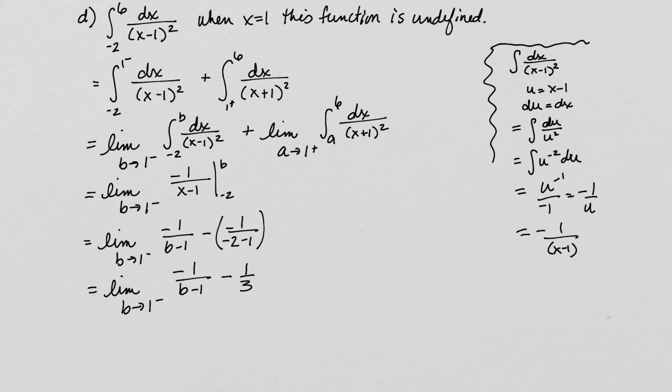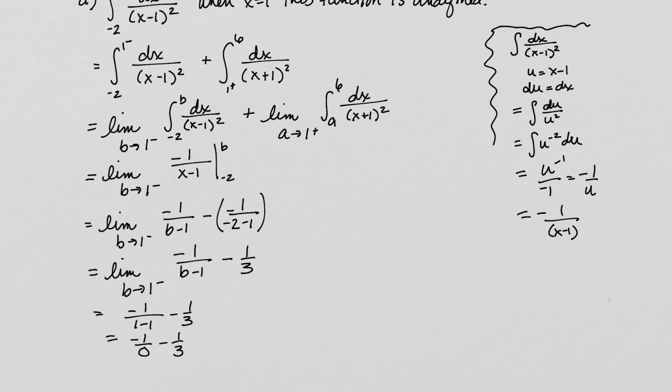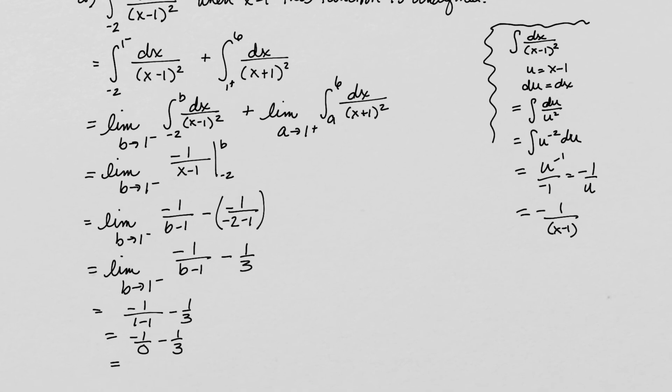And if I plug in here, I end up with minus 1 over 1 minus 1, minus 1/3. So I end up with minus 1 over 0, minus 1/3. And minus 1 over 0, that's infinity. We're coming from the minus side, and I have a minus on the top, so we get infinity minus 1/3, which is just infinity, and so right away I know it diverges. I don't even have to do that other side again, because I know that first side diverged.